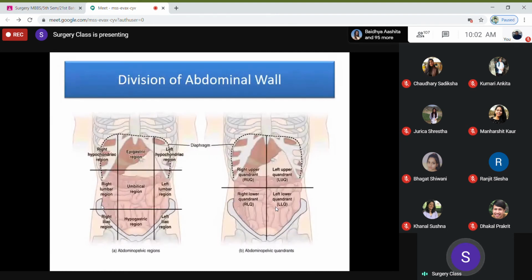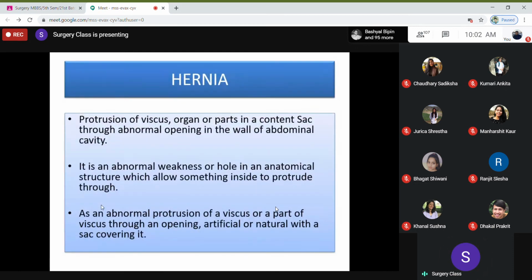Now I'm coming to the topic of hernia. What is a hernia? It is a protrusion of a viscus or part of it into a sac. If there is no sac, that's not a hernia. There should be a sac, and the sac is always made of the parietal peritoneum. So when the parietal peritoneum protrudes out from the abdominal wall, and the viscus or part of an organ or other content comes into the sac, that is a hernia.